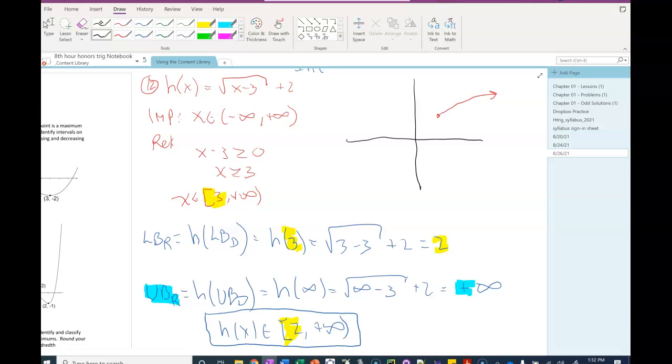Ariana? Why does the 2 have a bracket? Okay, so the bracket or parenthesis in the range is tied to the bracket or parenthesis from the domain. Since we used the 3 to get the 2, I look at the bracket or parenthesis on the 3. It's a bracket, so I get the same symbol with the 2. Is that good? Okay.